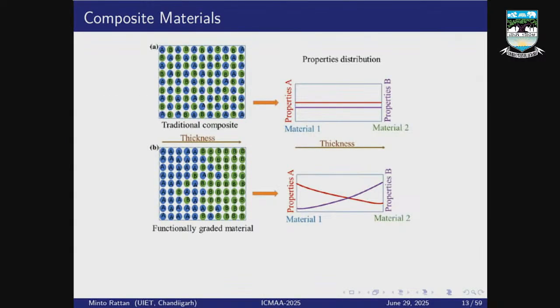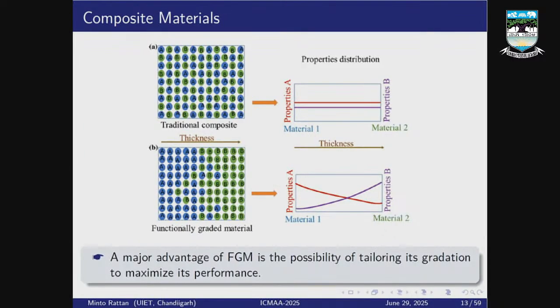In addition to excellent mechanical and thermal properties, FGMs also possess the advantage of optimizing the use of costly dispersoids, as the composition of dispersoids in FGMs changes from the high temperature region to the low temperature region. Mechanical properties of a composite depend substantially on the processing and fabrication methods used, as well as on the fiber orientation. The major advantage of functionally graded materials is the possibility of tailoring its gradation to maximize its performance.